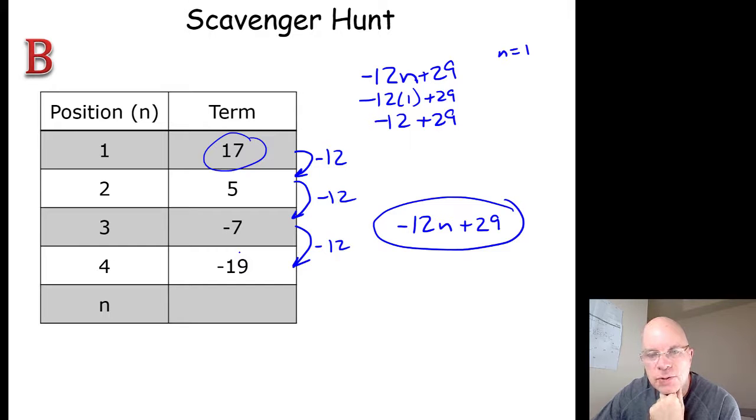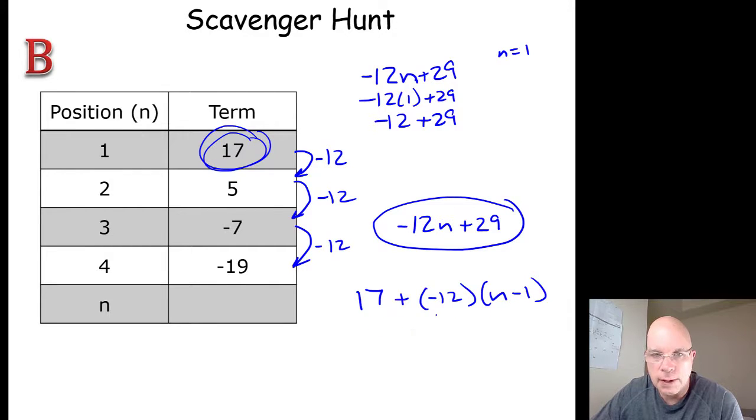Now, sometimes students have a different way of writing these rules, and here's something that I'm just going to throw in here in case you're doing it this way so you know it's equivalent. If you start out with the first term and then you add the common difference multiplied by n minus 1, that will also give you the correct terms, because when n is 1, n minus 1 would be 0, and so we would just have 17.